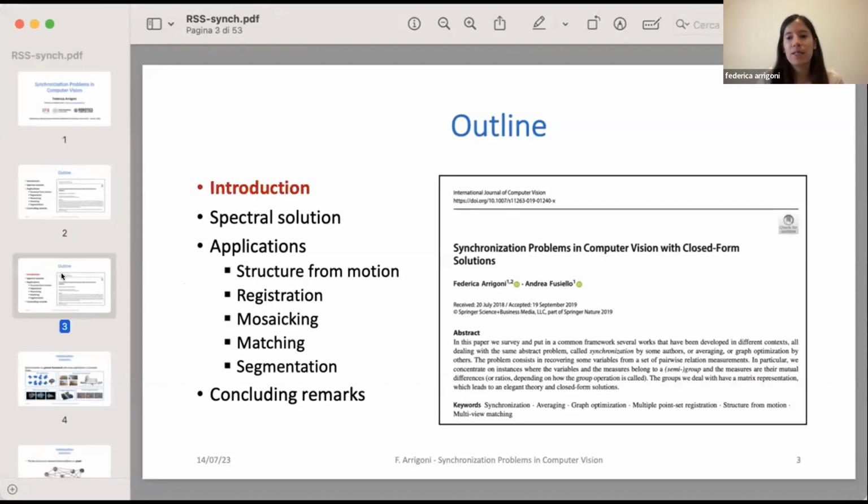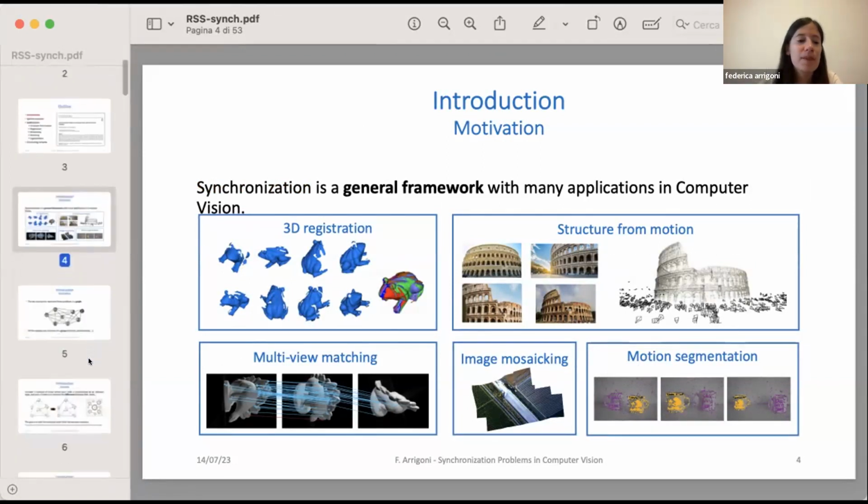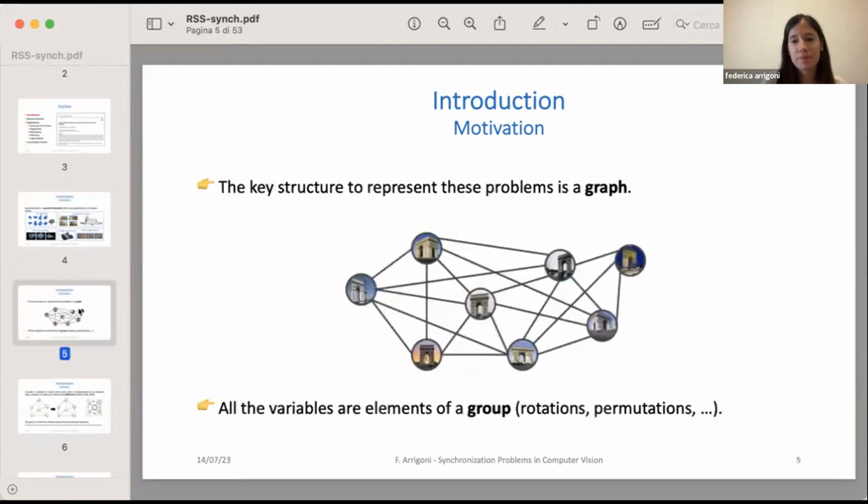So I will start with an introduction to the problem. And in particular, as already mentioned, the main motivation for studying this general framework is that it can be used to solve many problems in computer vision. And here you can see many examples that I will review during this talk, like structure from motion, registration, matching, mosaicing, and even motion segmentation. These problems may look a bit different at first sight, but they have many things in common.